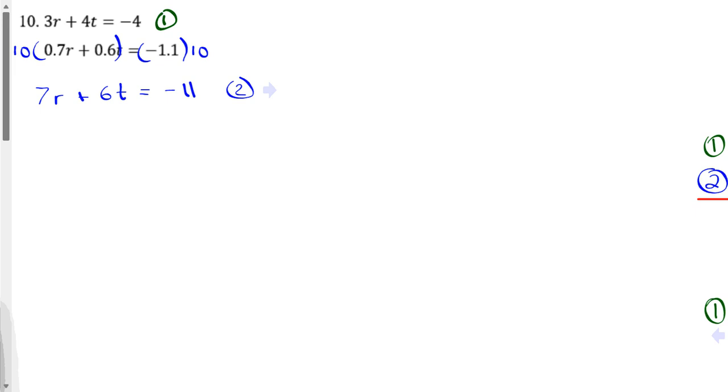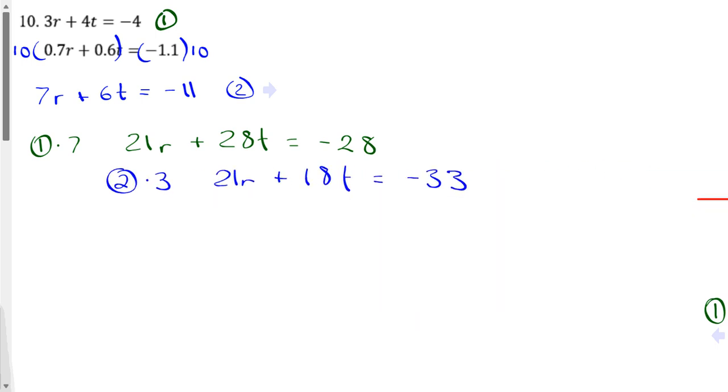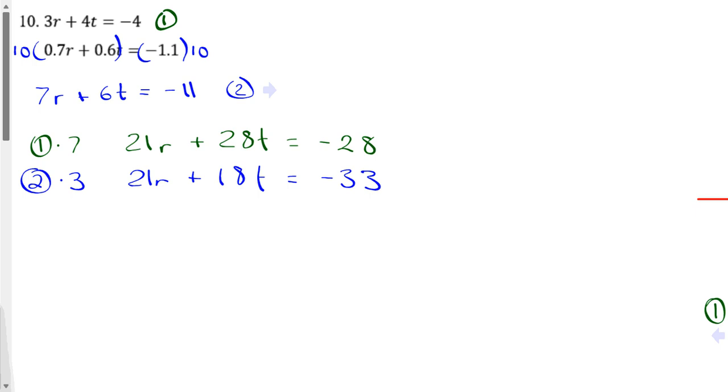But now as we look at the variables, we don't see an easy coefficient to match. So it's our choice. We're going to have to multiply both equations by something in order to get matching coefficients. So I'm going to take equation 1 and multiply both sides of the equation by 7. That'll give me a 21r. And when I take equation 2 and multiply it by 3, that'll also give me a 21r. So there we have the matching coefficients. A little more work because I had to modify both equations.